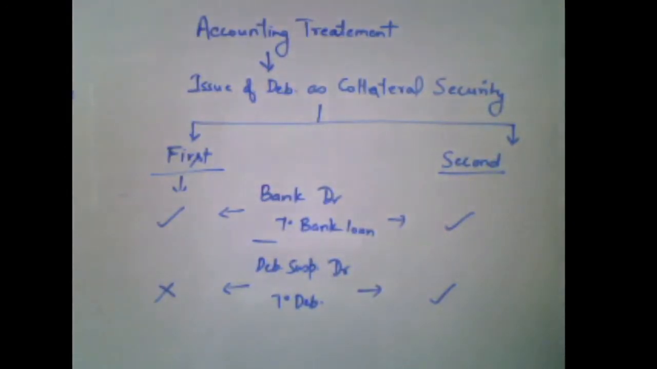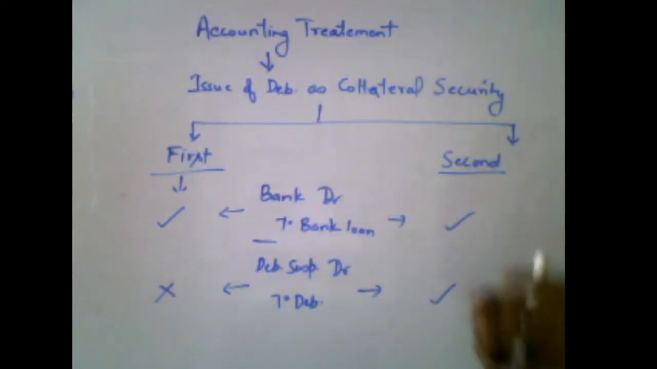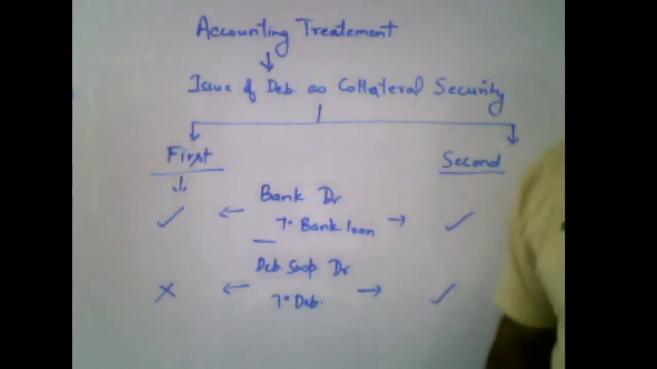So before the discussion of the numerical portion regarding the issue of debenture as collateral security, first of all we will discuss the rough format of the balance sheet of the company.